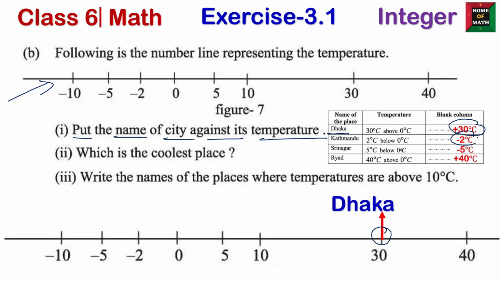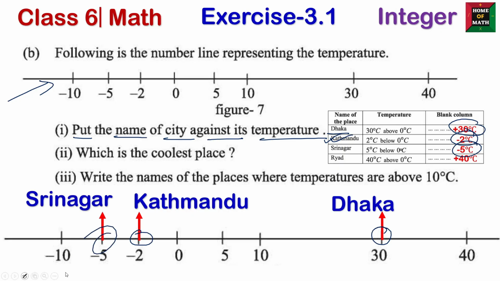And minus 2 degree centigrade, this is minus 2 degree, which is Kathmandu, we can write Kathmandu. And Srinagar is minus 5 degree centigrade, this is minus 5, so we can write Srinagar. And finally this is Riyadh, which is plus 40 degree centigrade, this is 40 degree centigrade and it should be Riyadh. Clear? So very interesting thing, right?